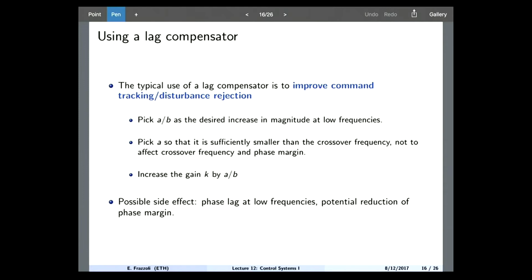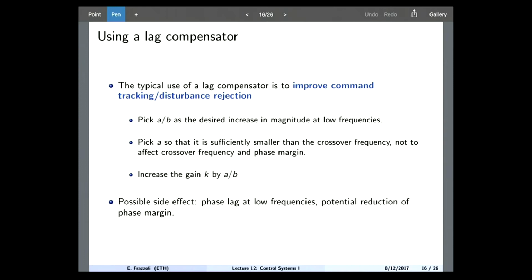Now, remember that the increase in the magnitude at low frequency comes with the cost of a reduced phase, of a phase lag. Where is it that you absolutely don't want to have any phase lag? Anybody? You're reaching 180 degrees. Exactly.